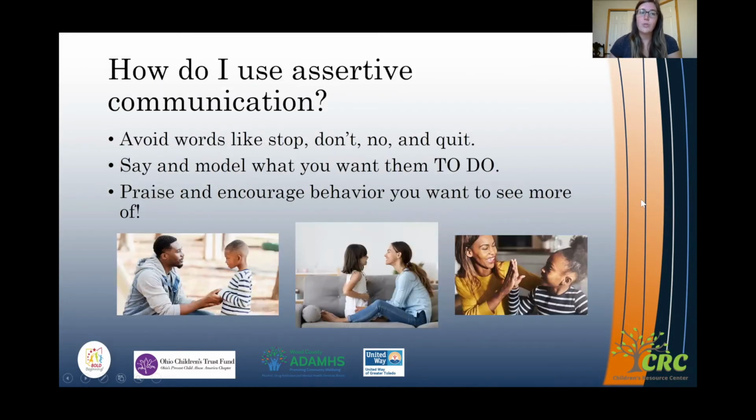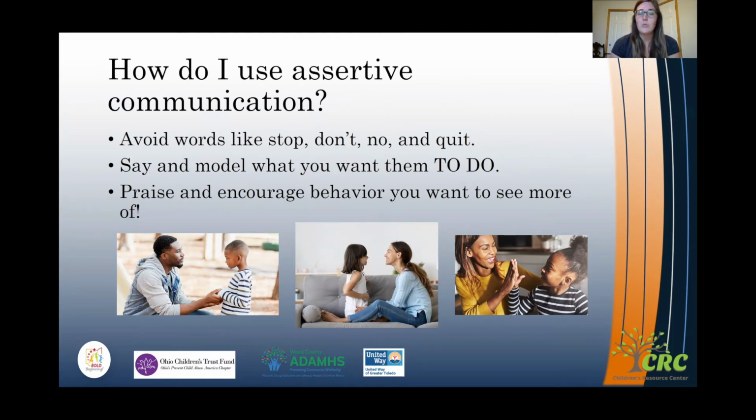So how do you use assertive communication? It's really important to avoid words like stop, don't, no, and quit. So again, we want to tell them what to do versus what not to do. Sometimes when we say stop running or don't run, children might come up with something else that they're going to do, and it's not exactly what we wanted them to do either. So maybe instead of running, they start skipping or hopping, but really what we wanted them to do is walk. So we have to remember to say and model what we want them to do.